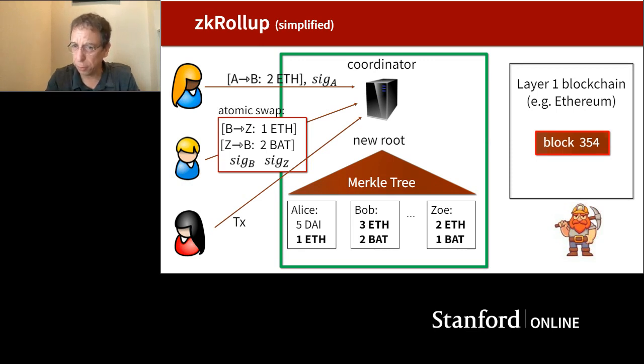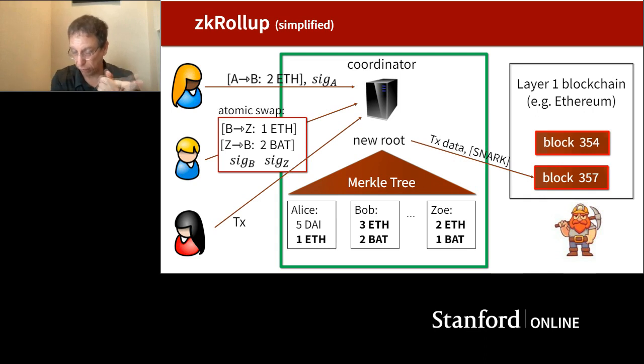The coordinator now computes the new Merkle root of the current state of the world. This can be done fairly efficiently. So we can compute a new commitment to everybody's balances, and then the coordinator pushes this new commitment onto the blockchain, along with the transaction data, a transaction summary, and a proof that the transition from the hash in block 354 to the hash in block 357 was valid.